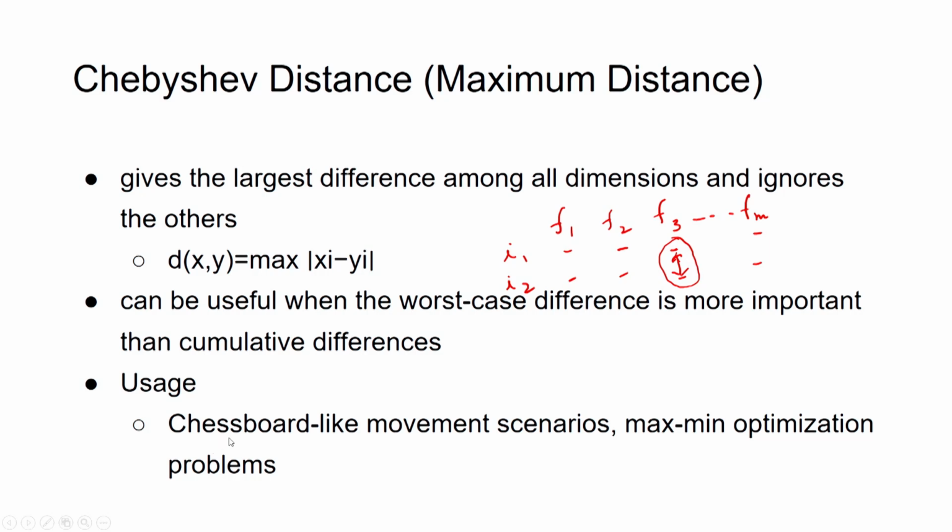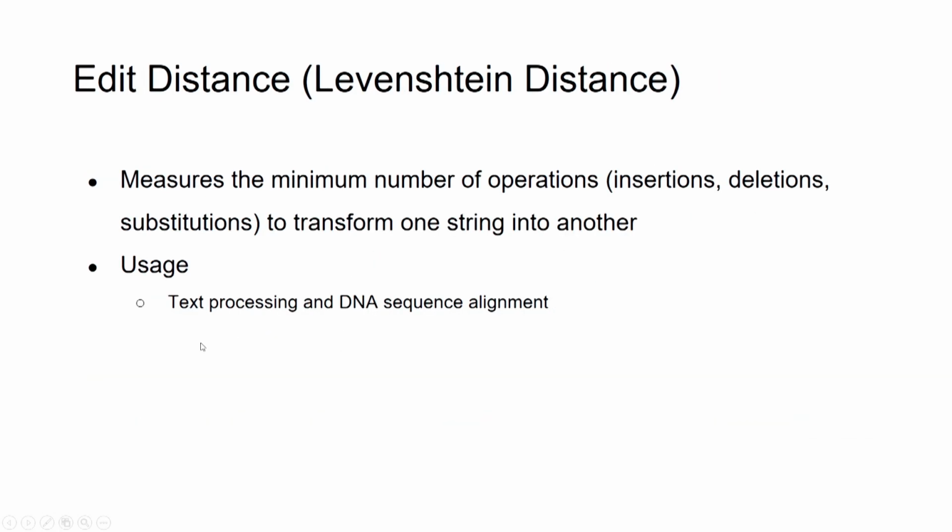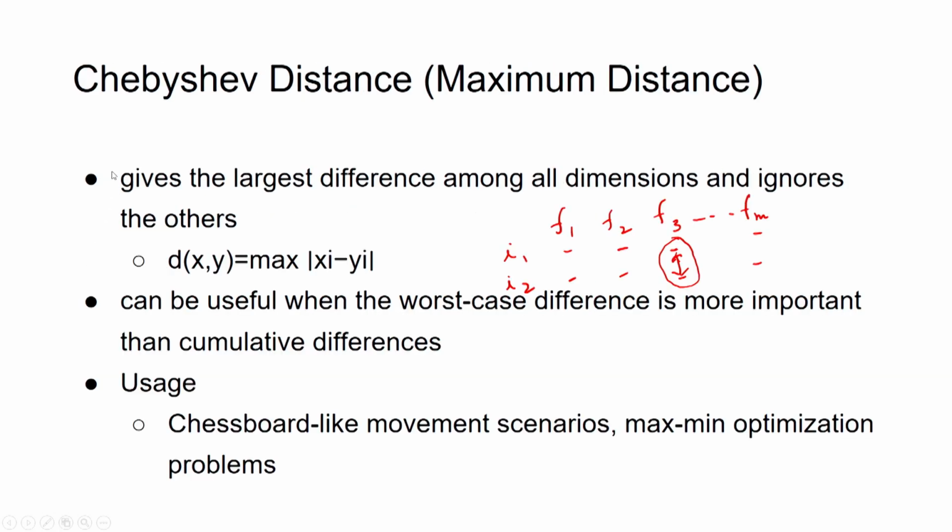When in a chessboard there are movements and we want to find the distance between two movements, or in max-min optimization problems, there we are generally interested only in the maximum distance between any two values, and we ignore the rest. And that is why it is also called the maximum distance.